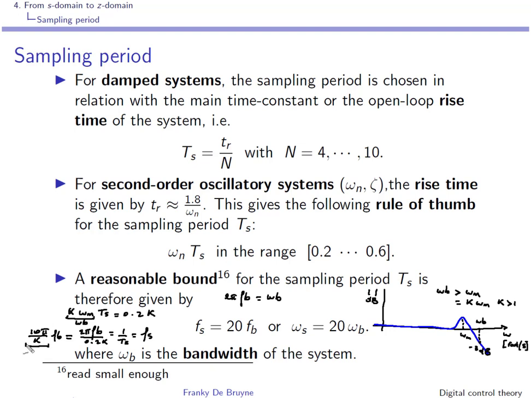And this can be seen to be in the neighborhood of 20. To have 20 exactly, you would need k equal to 2 pi over 2, right, which is larger than 1. So this is certainly consistent with what we see over here. Anyway, we can see that fs is approximately 20 times the bandwidth frequency, which is consistent with this underbound over here.